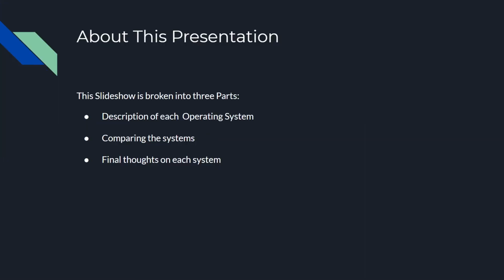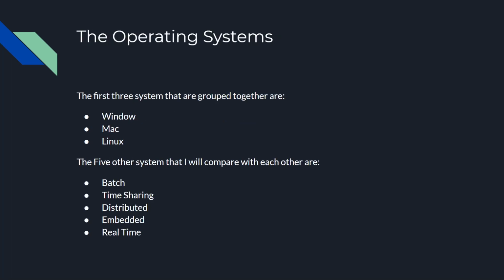In this presentation, I'm going to break down 8 different operating systems, describe them, talk about each one, and compare them. There's going to be 2 different groups, which I will talk about in the next slide. And after I compare each group together, I'm going to give my final thoughts on each system and talk about what I think are the most useful.